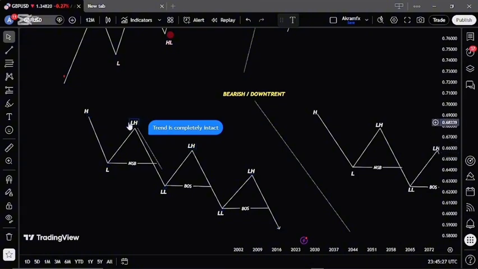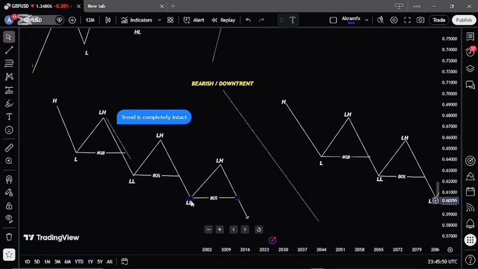For example, we have a high here. This is called a lower high because this high is lower than this. And this one is called a lower high because this high is also lower than this. This high is also lower than this. This one is a low and this one is a low, but we call this a lower low because it's lower than this low. And this one is also a low, but it's lower than this low, hence calling it a lower low. So the moment we see a series of lower highs and lower lows, then the market is bearish and we only look for selling entries.